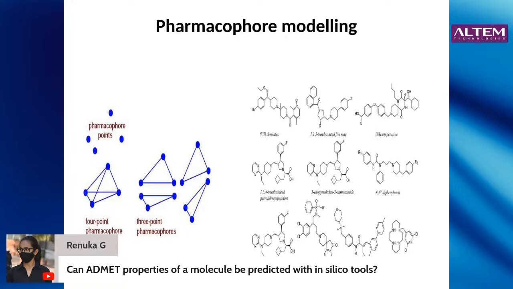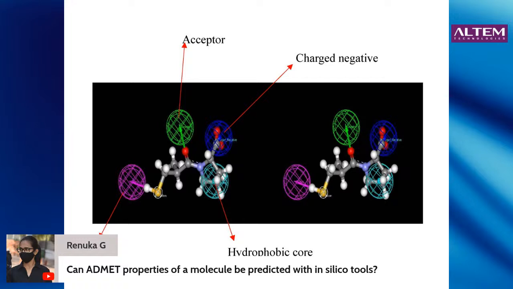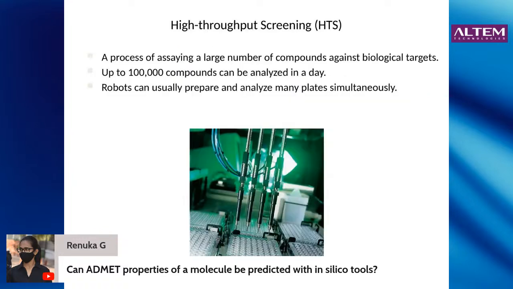The next question is, can ADMET properties of a molecule be predicted with in silico tools? Yes, different tools are there. Different free tools are there, paid tools are there. You can go for that. For Discovery Studio, we have TOPKAT, right? So yes, different tools are there. They can be easily predicted.